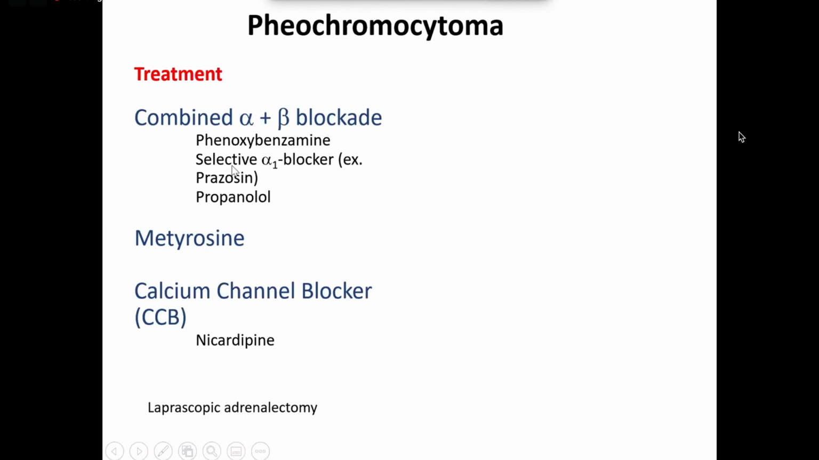If the patient is having allergy to the alpha blocker, then the second choice is a calcium channel blocker. And if the patient does not improve or control with the calcium channel blocker, then metyrosine is another option. So after we control the patient's symptoms, we prepare for surgery and laparoscopic adrenalectomy.